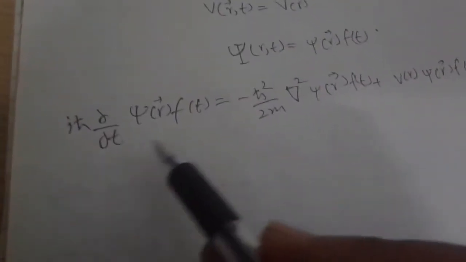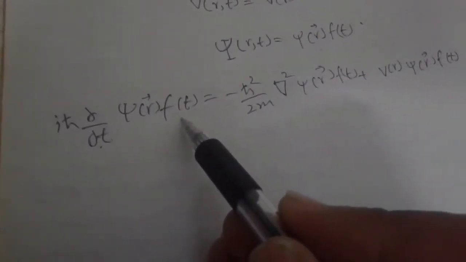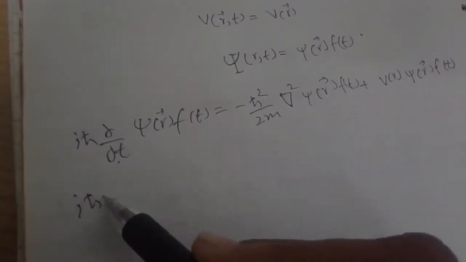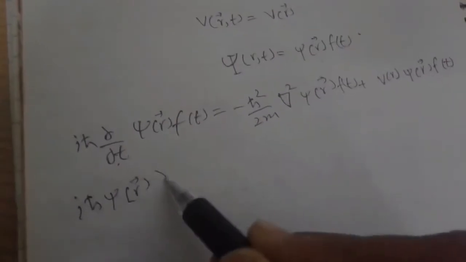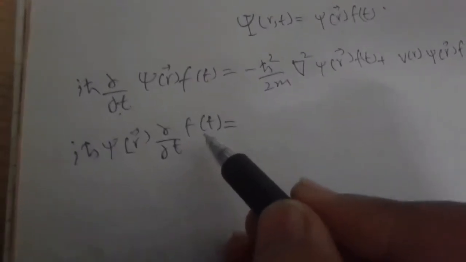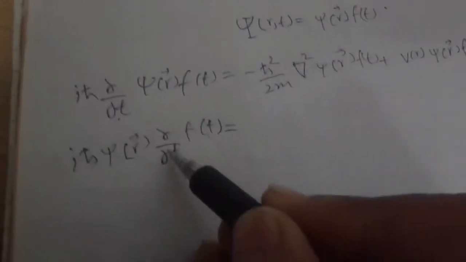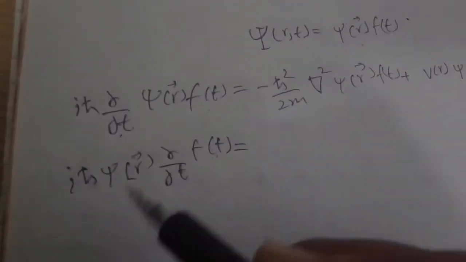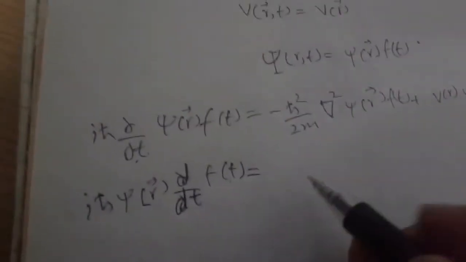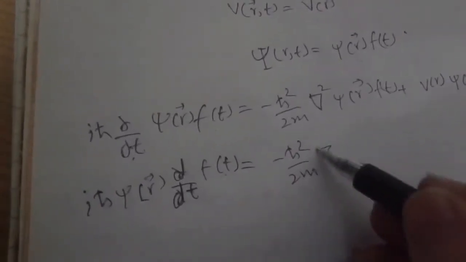Here on the left hand side of the equation there is a time derivative, so we will use f(t) as a variable and ψ(r) as a constant. So we will write iħ ψ(r), because it is constant, ∂/∂t of f(t) as a variable. As we use only one variable here, which is time, we will use an ordinary derivative instead of a partial derivative. We can say d/dt instead of the partial derivative, equals -ħ²/2m ∇².